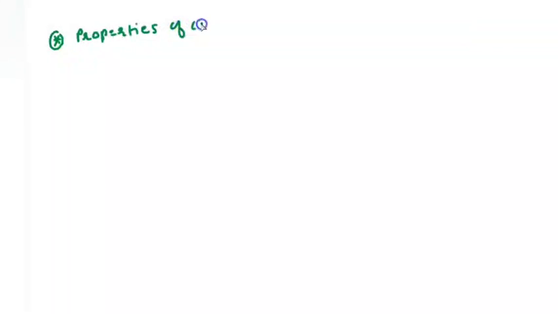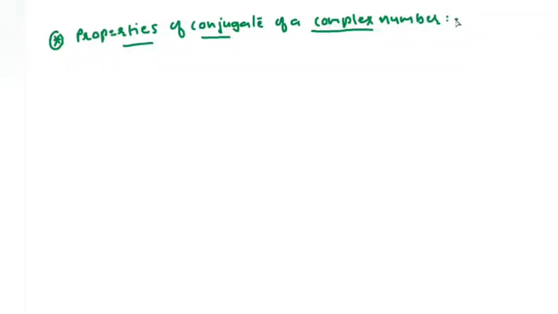Properties of conjugate of a complex number. Property number 1: conjugate of z bar, the whole conjugate, will be equal to z only.